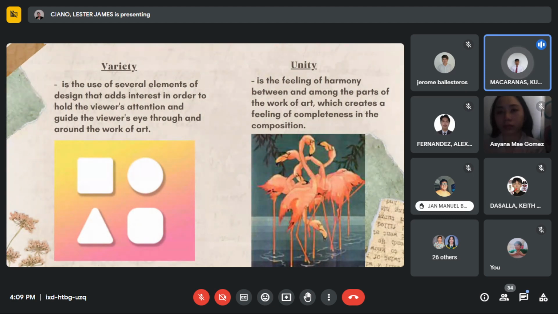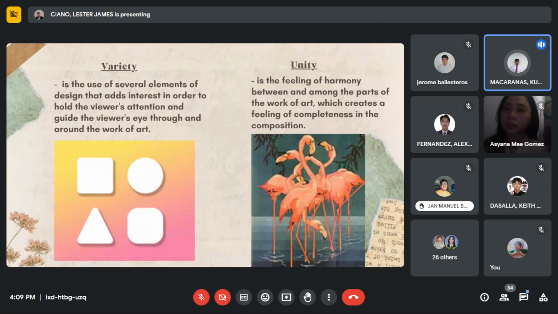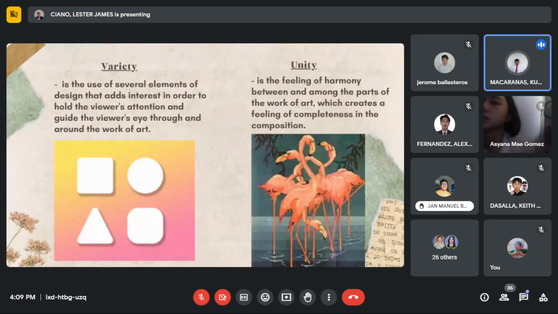Variety refers to the intentional use of diverse elements that add interest in order to hold the viewer's attention and also to guide the viewer's eye through and around the work of art. Next one is unity. Unity is the feeling of harmony between and among parts of the work of art, which creates a feeling of completeness in the composition. So for unity, it allows the viewers to connect with the design and allows them to understand what is the message or purpose of the artwork. Next reporter, please.